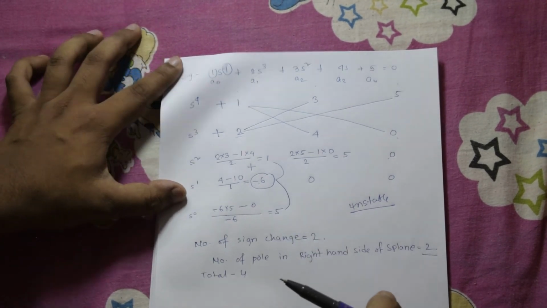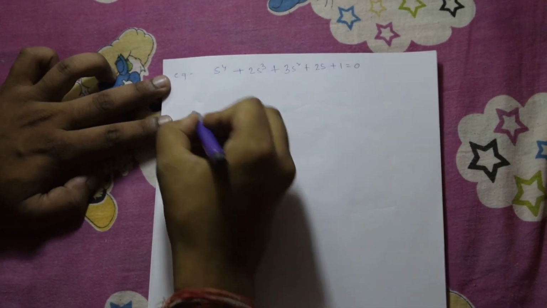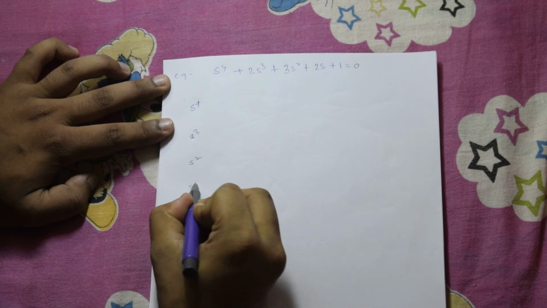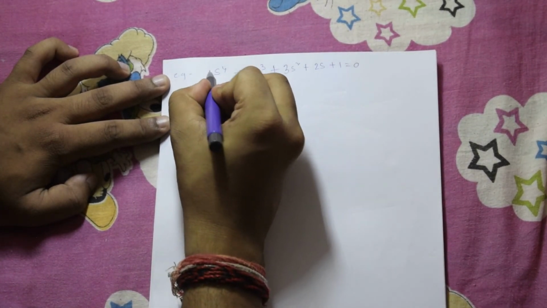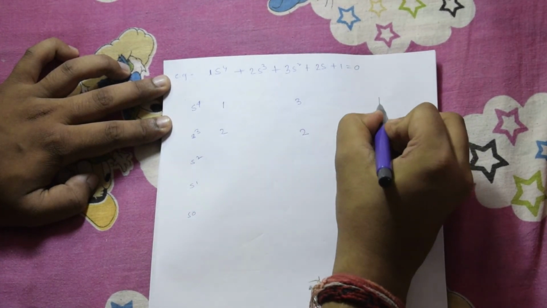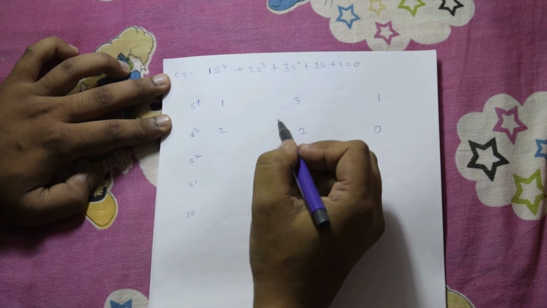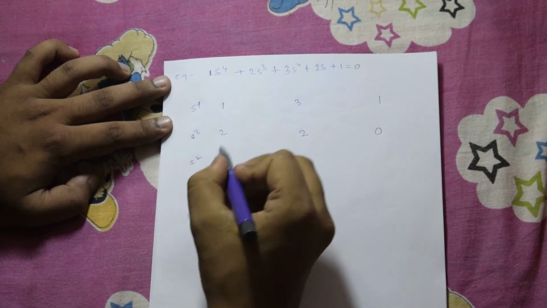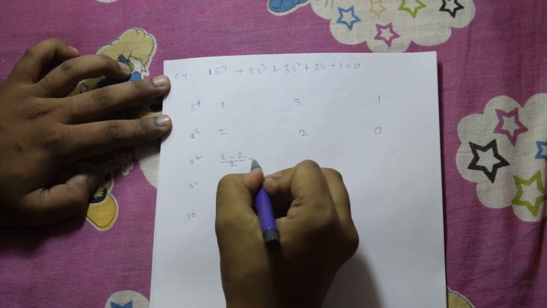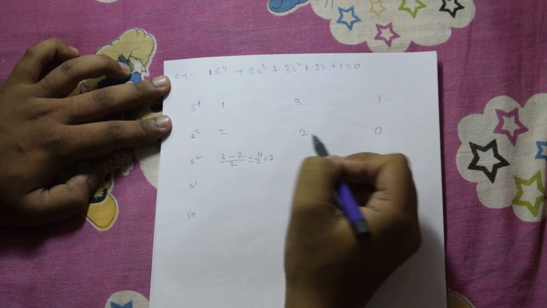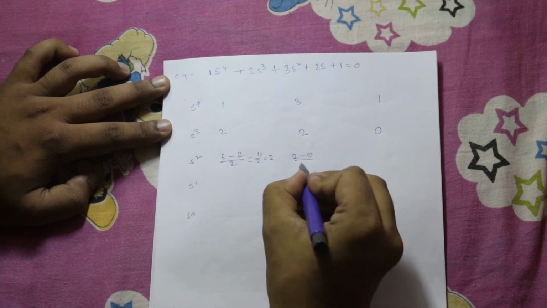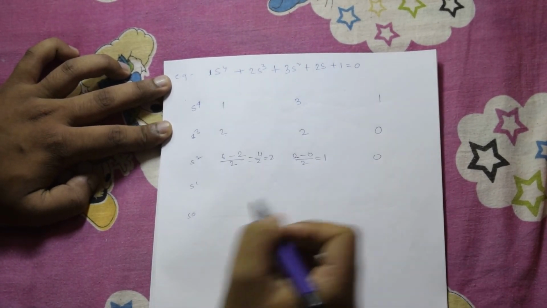Let us move to the next problem. Again we will write in the similar fashion: s power 4, s power 3, s power 2, s power 1, s power 0. Here again the coefficient is 1, 1, 2, 3, 2, 1, 0. For this coefficient, 3 into 2, 6 minus 1 into 2, 2 by 2. It will be 4 by 2 equal to 2. For this one, 2 into 1 minus 1 into 0 by 2. So this is 1 and this one is 0.